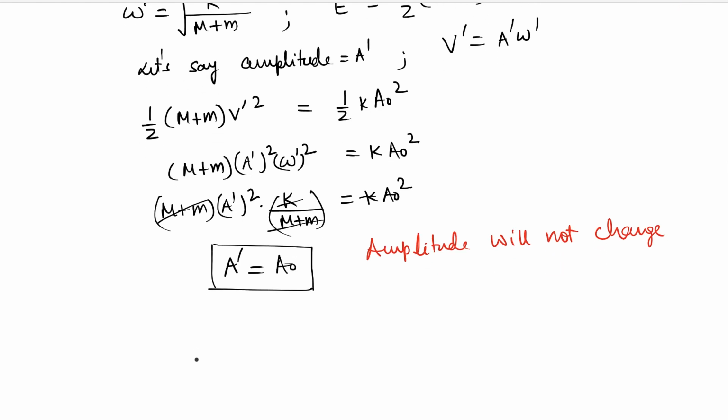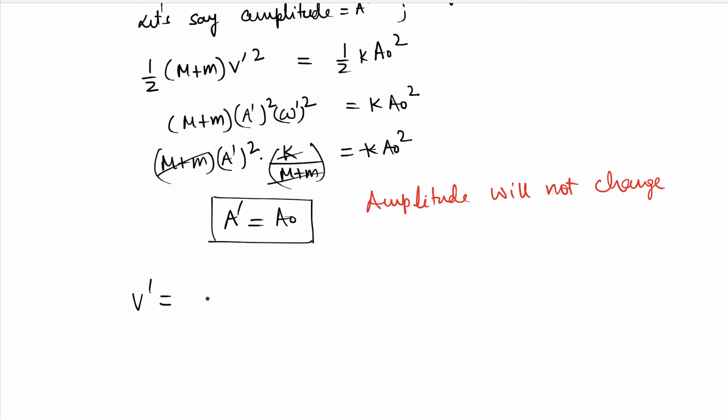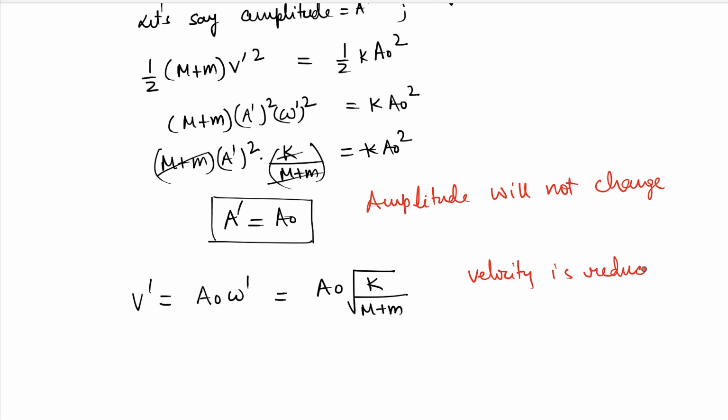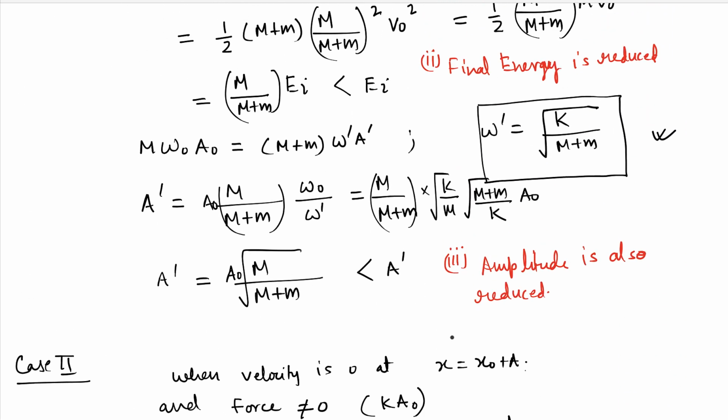But what is the final velocity here? V prime. So it will be a0 omega prime. So a0 root of k by m plus m. So the velocity is reduced, right? Because if you compare it with initially, the velocity was a0 root of k by m. Okay, now let's go and answer the question.